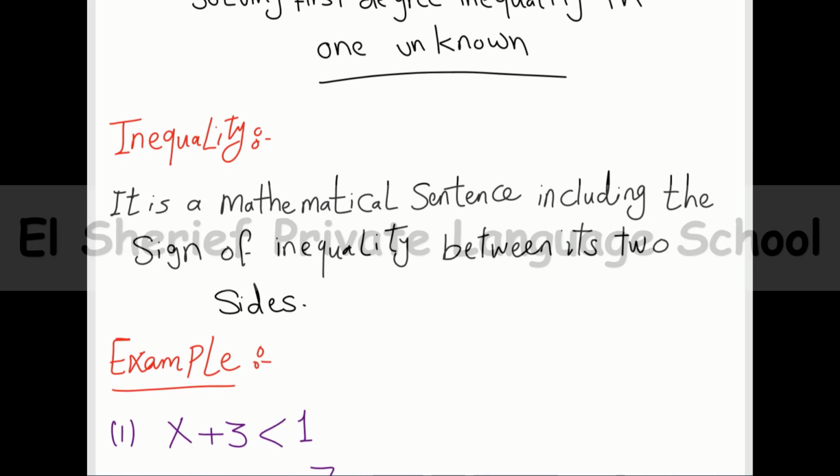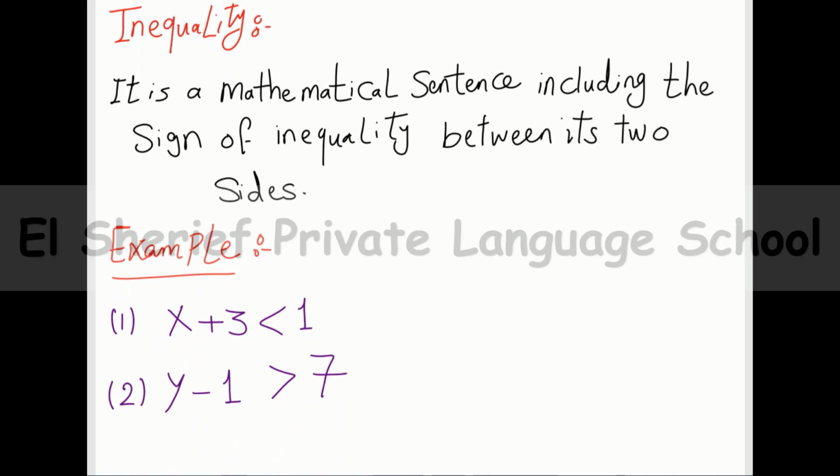Example number 1 of inequalities: x plus 3 less than 1. Number 2: y minus 1 more than 7. So here I have two sides: x plus 3, and the other side is 1. The sign between them is less than. Here the sign is more than. So we use less than or more than, because as we said, equal is in the equation.